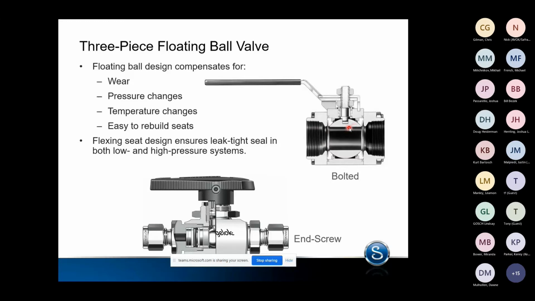What you're going to see is this ball is going to be forced against these seats. If it was a single piece, it's not going to be able to deflect like that. So what you could end up seeing in a single ball and stem combination is you could see something deform. You could start to see this come off center a little bit, or you could start to see leakage across this. By having a floating ball, you're able to compensate for that higher pressure differential across it. And this also allows for an easy rebuild of the seats.